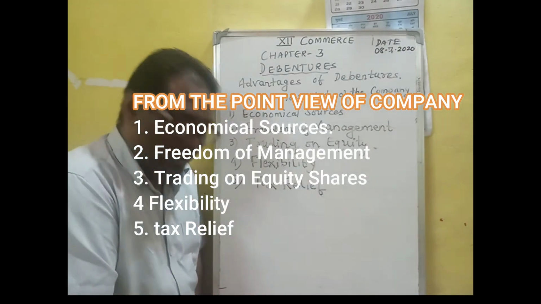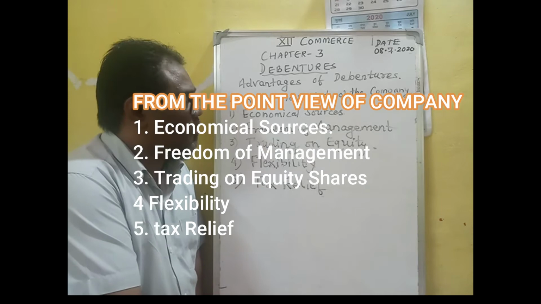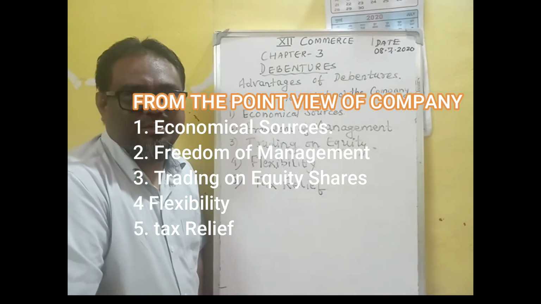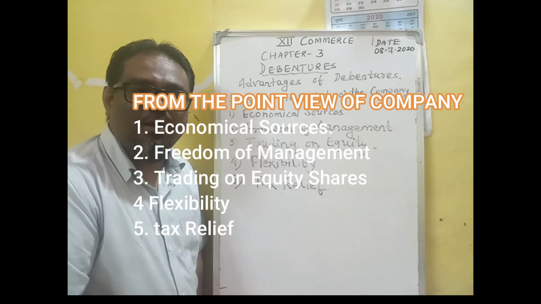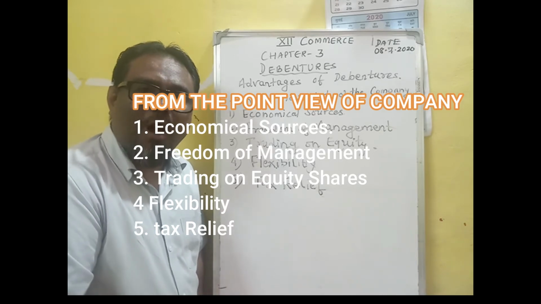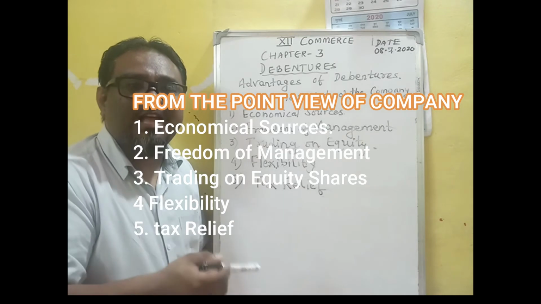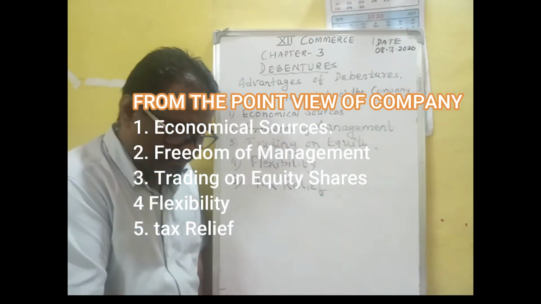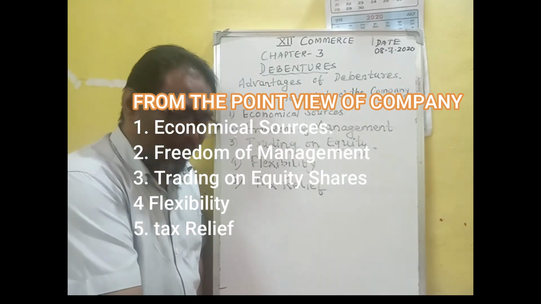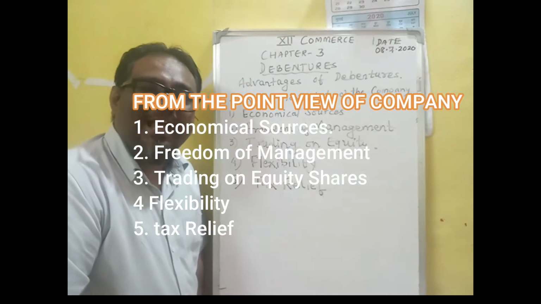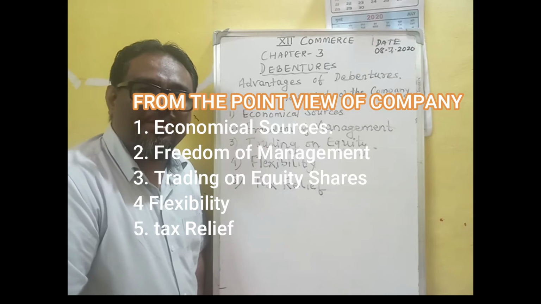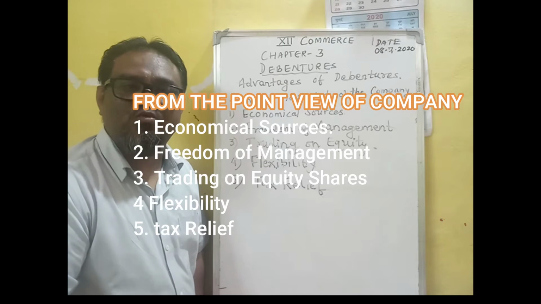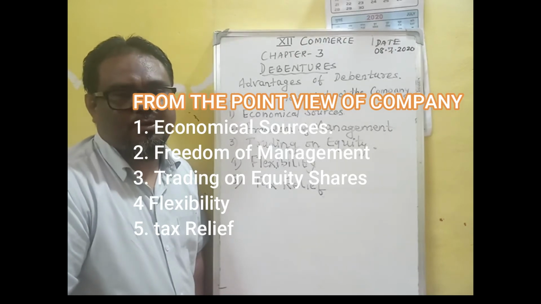Debentures can be sold more easily than shares. Debentures can be sold in the market easier than shares, and the brokerage charges, commission charges, underwriting commission, and expenses on the issue of debentures are very much less than the cost of issuing shares.